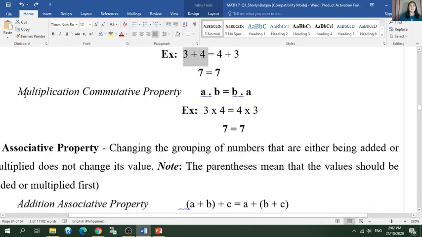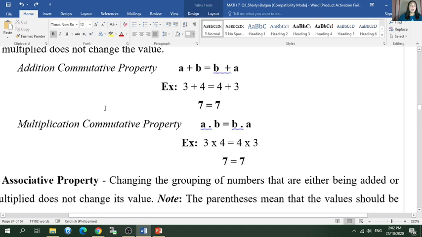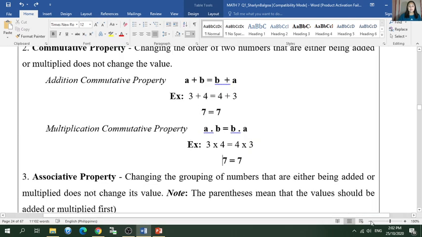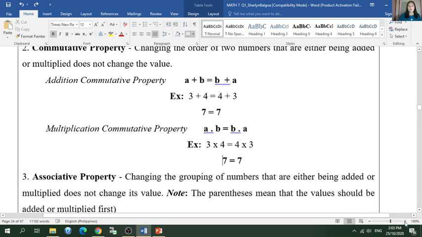Let's have multiplication commutative property. 3 times 4 is equal to 4 times 3. Okay, take note. This is not a correct answer. It should be 12. 3 times 4 is 12. 4 times 3 is 12. Take note that in commutative property, it is only applicable for addition and multiplication. Okay? So, your keyword in number 2 is changing the order.